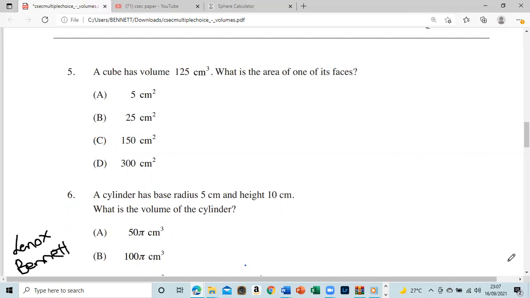Alright, a cube has a volume of 125 centimeter cube. What is the area of its faces? Notice the word its faces, not just one. So basically, they're asking you to find the total surface area.